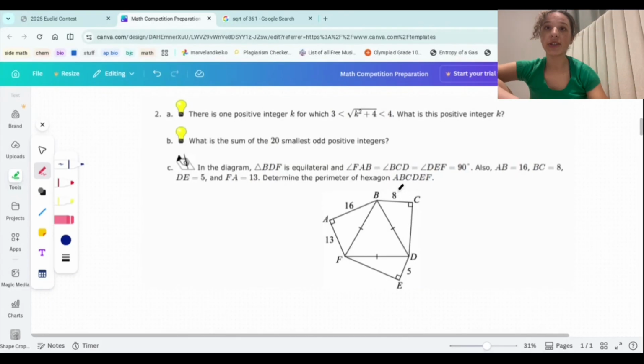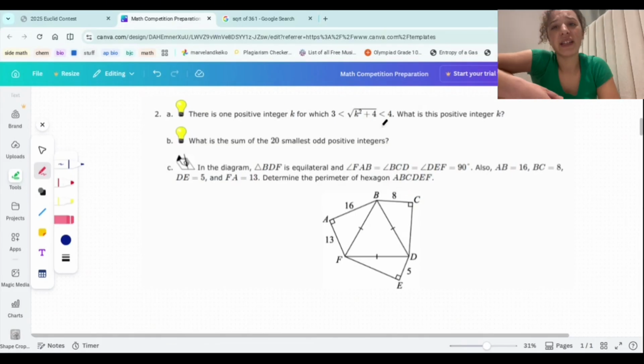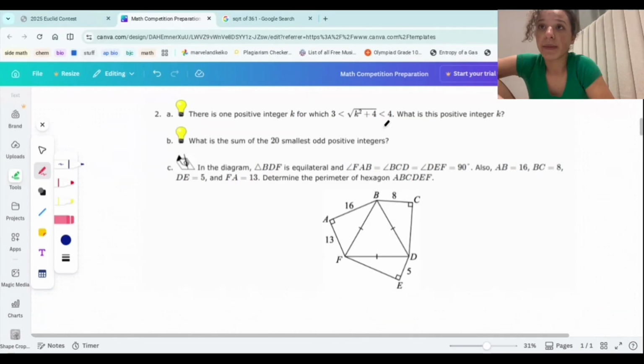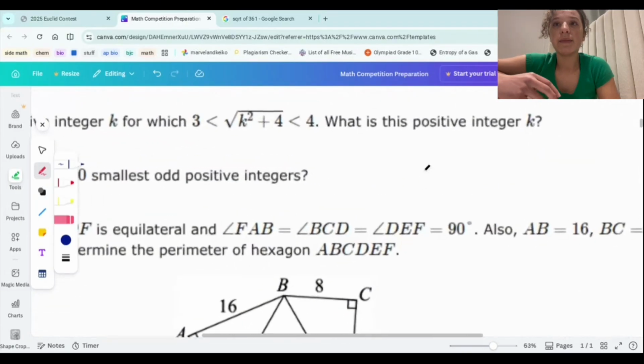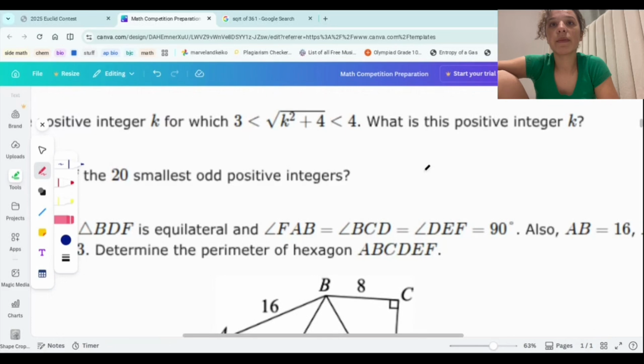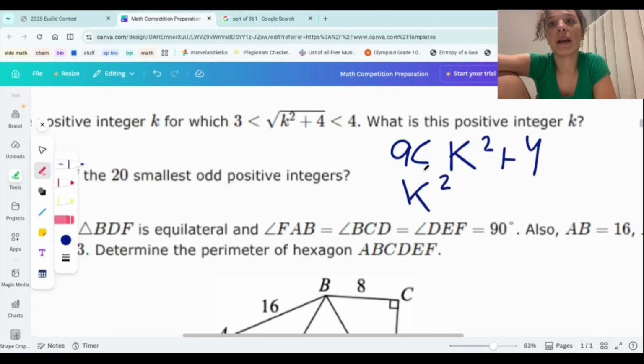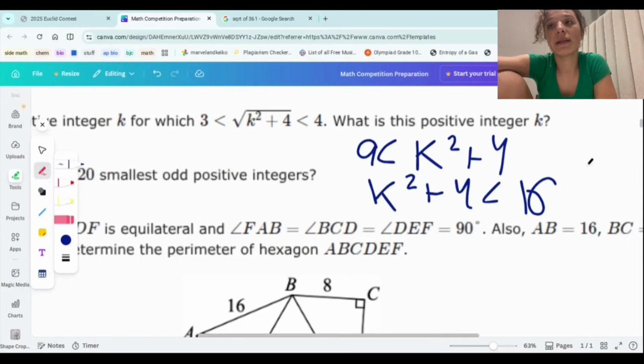Okay, on to question 2. There is one positive integer for which 3 is less than the square root of k squared plus 4, which is less than 4. What is the positive integer k? Basically, this means that 9 is less than k squared plus 4, and k squared plus 4 is less than 16.